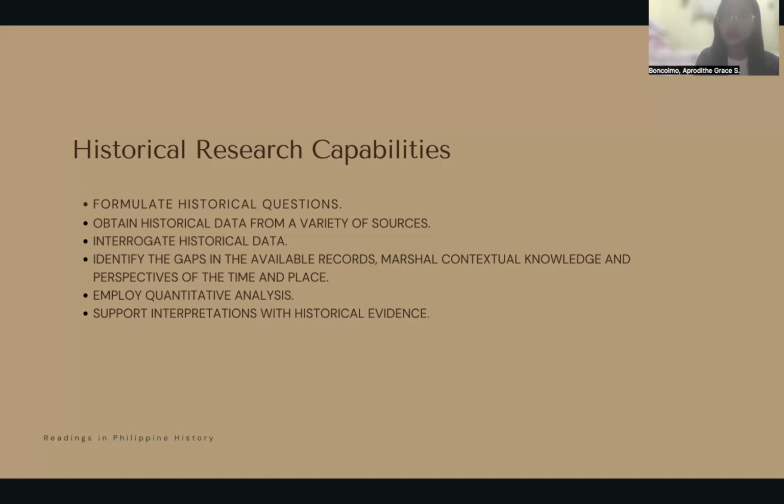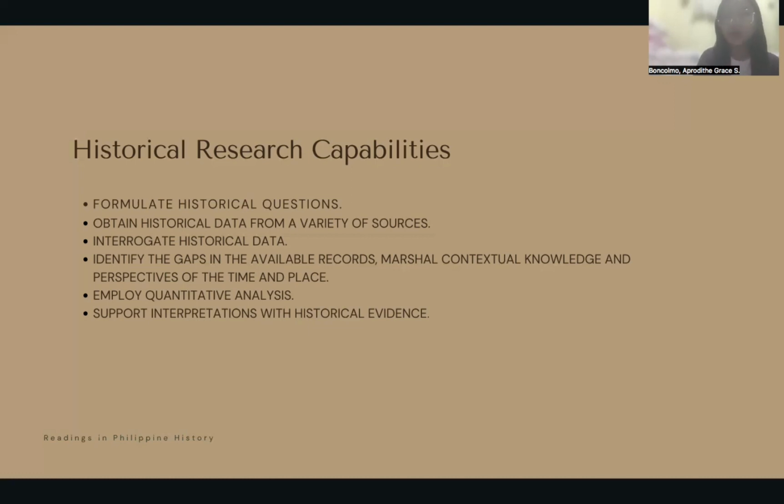The third one is interrogate historical data. This involves critically examining and questioning the reliability, biases, and perspectives present in the historical resources. Now, let's discuss the letter D, which is identify gaps in the available records, marshal contextual knowledge and perspective of time and place. So historians need to recognize what information is missing, consider the broader historical context, and incorporate diverse perspectives to fill gaps in the narrative.